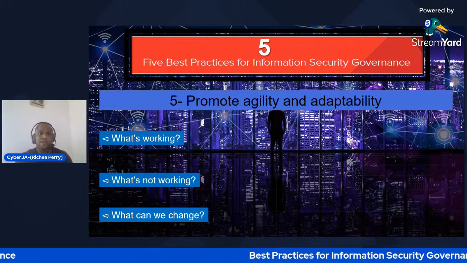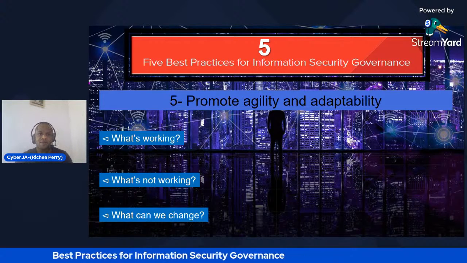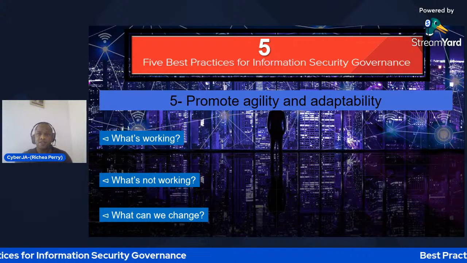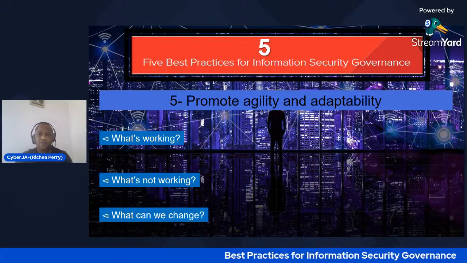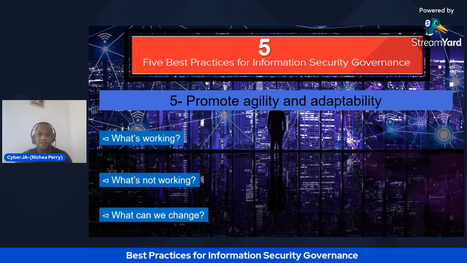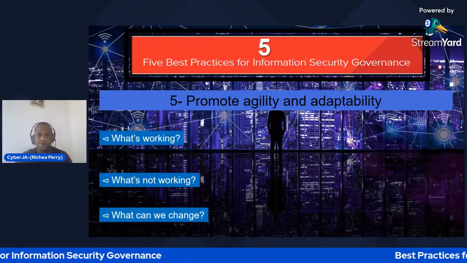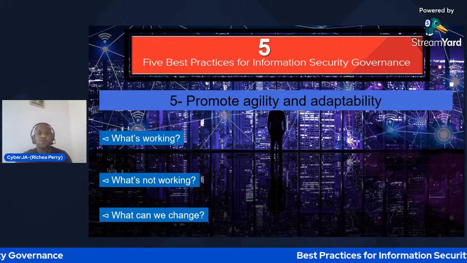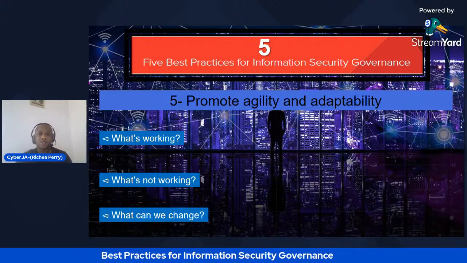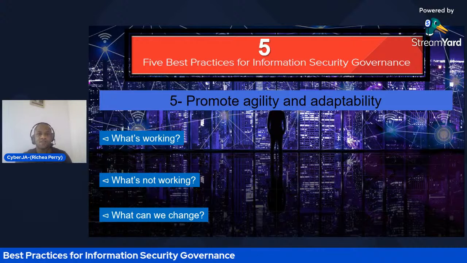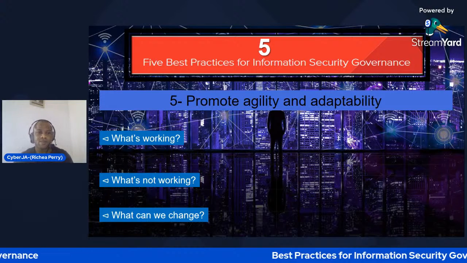So there we have it. The five best practices for information security governance. Let me quickly reiterate those for you. Number one, take a holistic approach. Two, create awareness and training throughout the organization. Three, monitor and measure. Four, establish open communication between our stakeholders. And five, promote agility and adaptability.